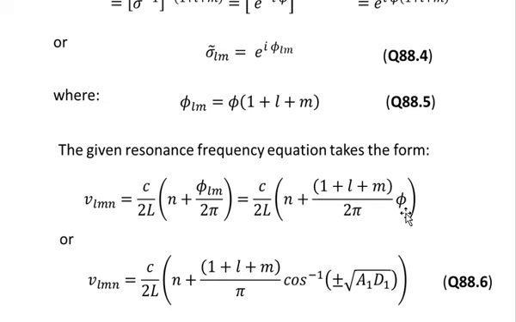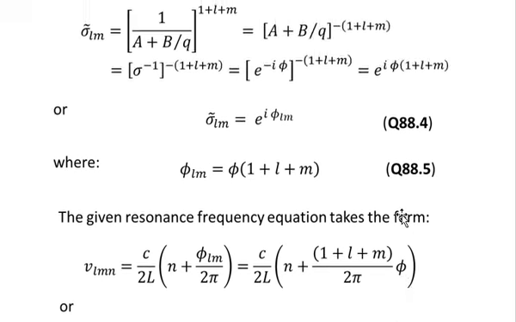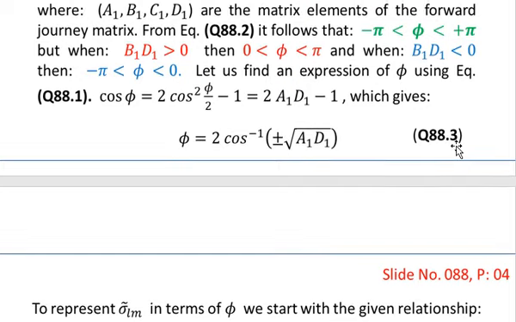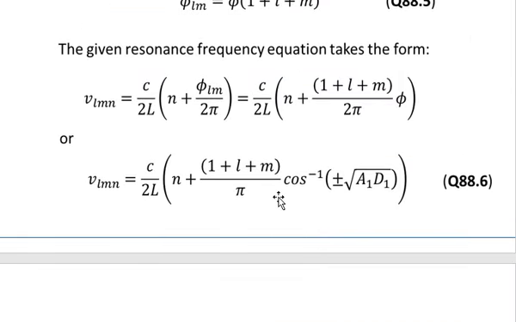We can also represent phi by the expression we have found in equation number 3, that is phi is equal to 2 times cos inverse of, within parentheses, plus minus times the square root of A1 and D1. So replacing phi in this expression, we obtain the final result as nu Lmn is equal to C over 2L, within the parentheses n plus 1 plus L plus m divided by pi, and then cos inverse of, within the parentheses, plus minus times the square root of A1 and D1.